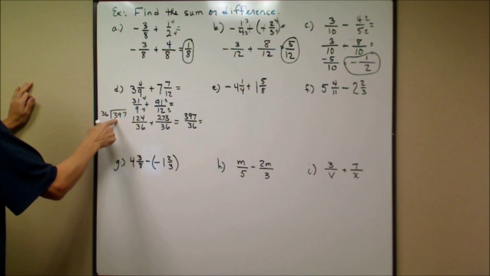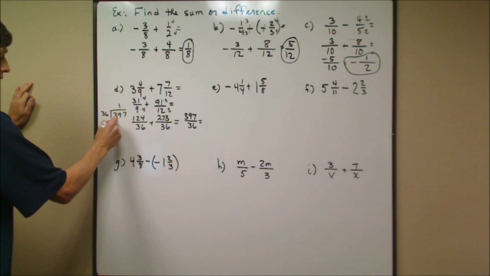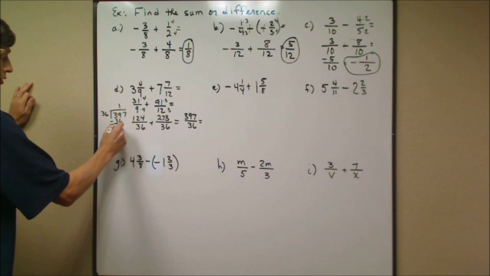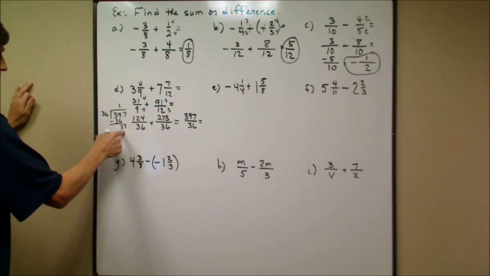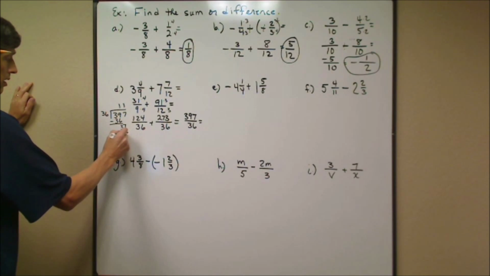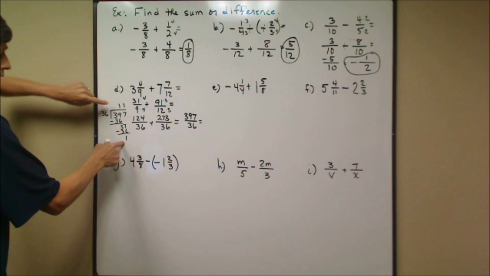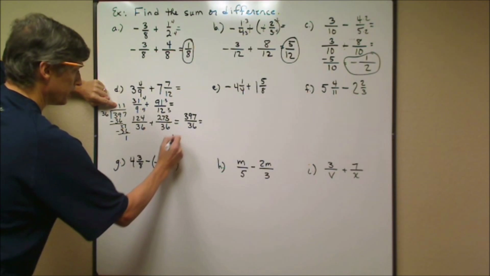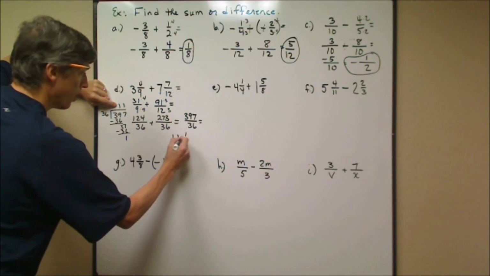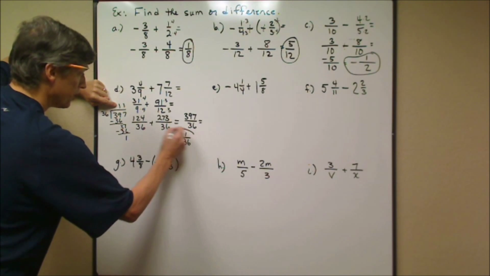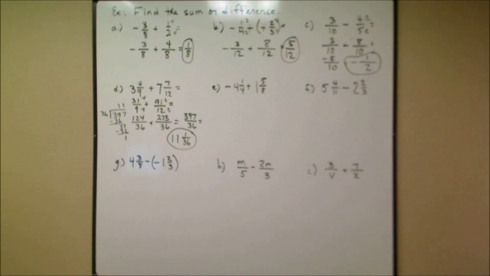397. 36 doesn't go into 3, but goes into 39 one time. That's a 3. Bring down the 7. It goes into 37 one time. And I have 1 left over. So the whole number part is 11. This is the remainder, 1, and you keep the same denominator. So that becomes 11 and 1/36.